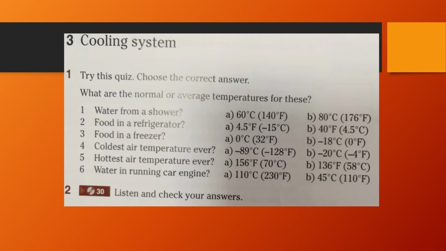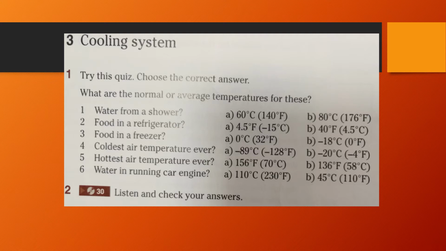Unit 5. Recording 30. 1. Turn down that thermostat, please. The water's too hot for a shower. The correct temperature is about 60 degrees. Fahrenheit. No, Celsius, of course.